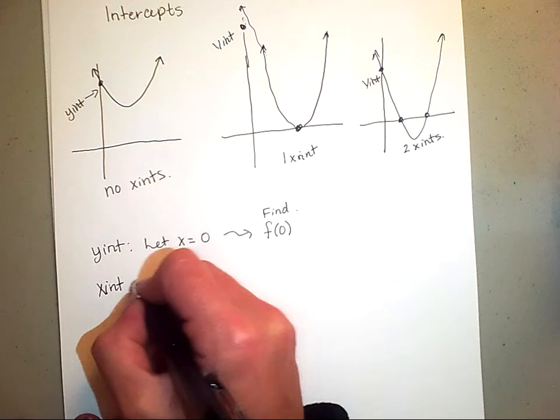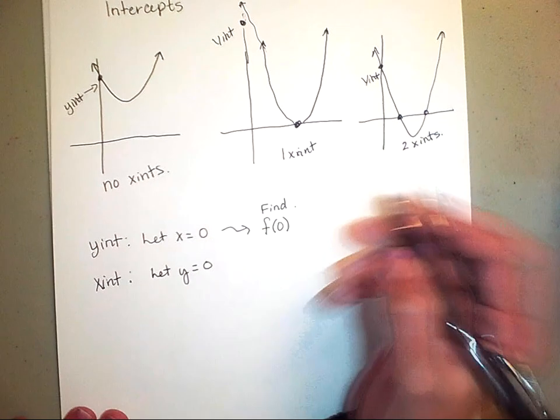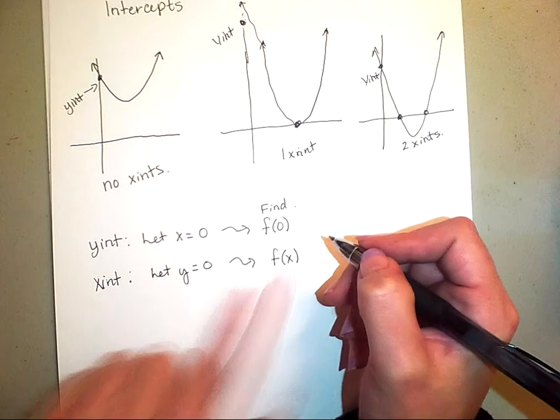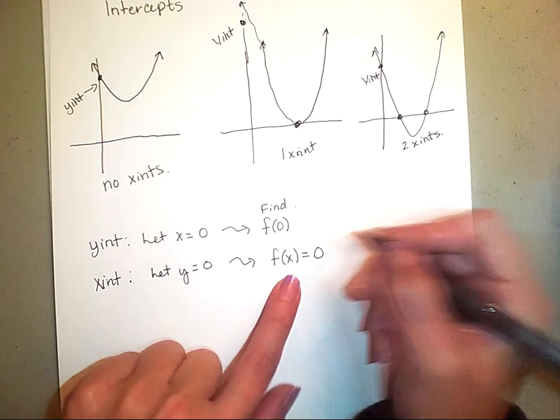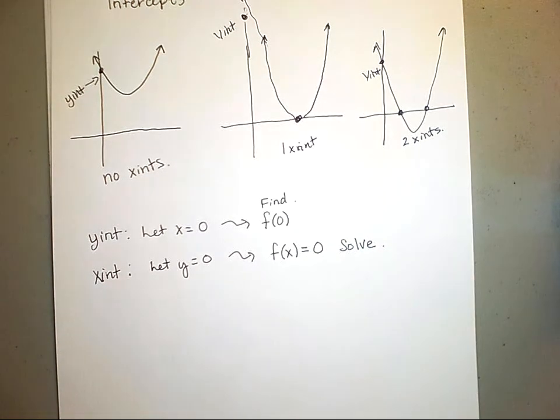Now with x-intercepts, you let y equal 0, and using function notation, that means you take the function, because f of x plays the role of y, and you set it equal to 0, and then you solve. Okay, so that's the notation there.